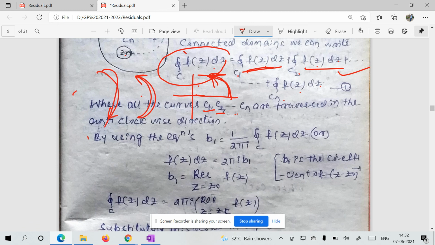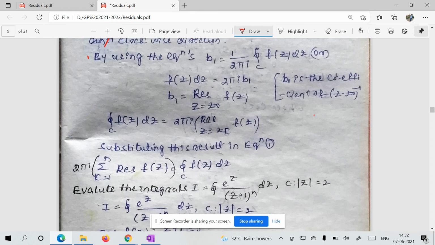So by using the equations, b1 is the coefficient of 1 by (z minus z naught); suppose this b1 is the residue. I have already explained b1, and in two classes I have repeated the value of b1.